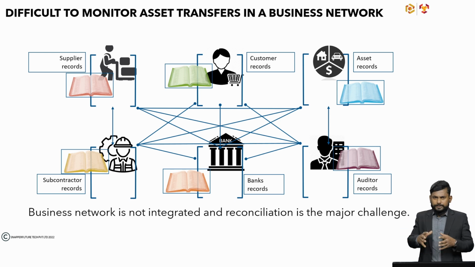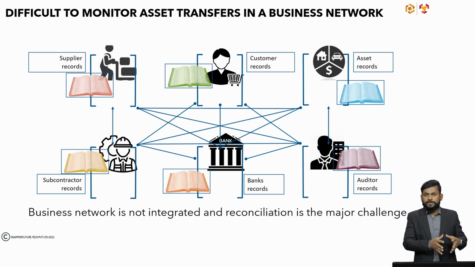As you can see, it's something related to supply chain, where you have suppliers, you have customers, you have your asset, there are some subcontractors, then there is an audit authority, there is a certain regulatory authority, then there is a financial institution like a bank. So you see, a business network is not just one entity. It's a complete ecosystem comprising different kinds of entities playing their roles within that particular ecosystem.